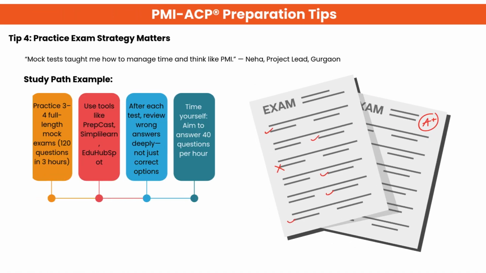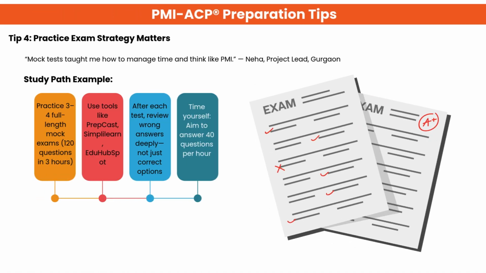This slide highlights the importance of having a smart exam practice strategy for PMIACP. Don't just attempt mock tests. Analyze your wrong answers properly and learn the logic behind them. Practice full-length exams, use good tools, and manage your time by targeting around 40 questions per hour.